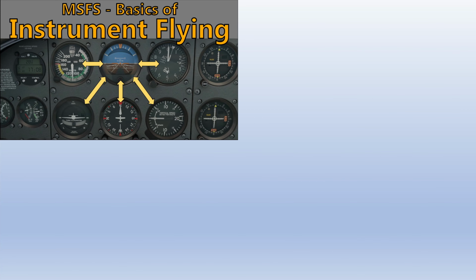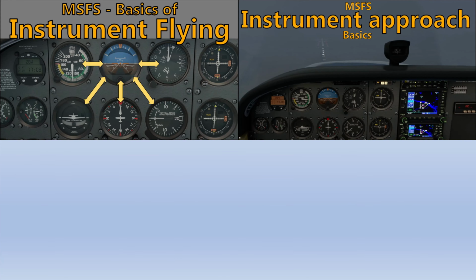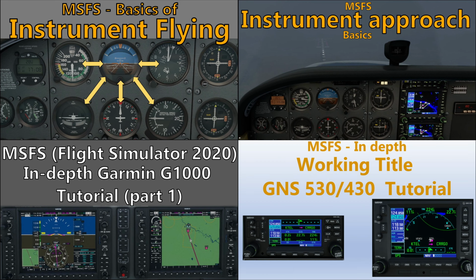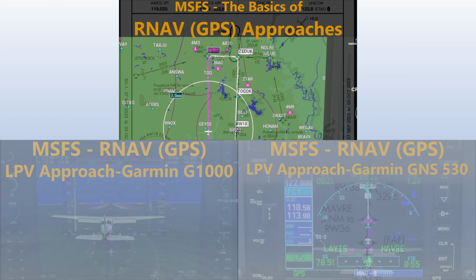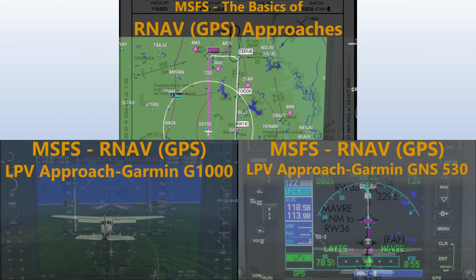Before you begin this video, it's a good idea to be familiar with the basics of instrument flying as well as the basics of flying instrument approaches. You'll also want to be familiar with the basics of how to operate the GPS receiver you're using, whether that's the Garmin G1000 or the Garmin GNS 530 or 430. You'll also want to be familiar with the basics of how RNAV GPS approaches work, which we covered in video 1 of this series, and you'll want to be familiar with how to fly an LP+V type of RNAV GPS approach using the receiver of your choice, as the technique for flying the type of approach we're looking at today is very similar to how you fly an LP+V approach. As usual, I'll leave a link to all these videos and playlists in this video's description.